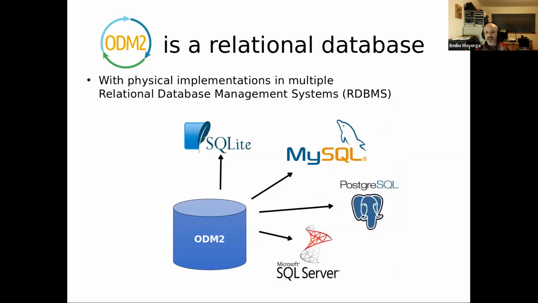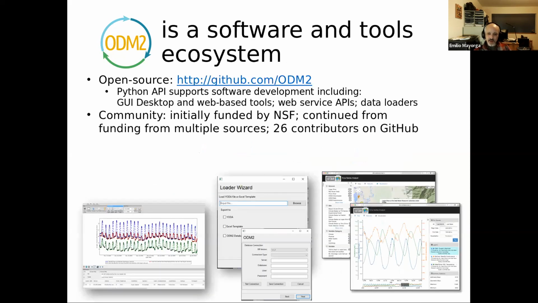It is, or can be, a relational database, and we developed the infrastructure to support multiple relational database management systems, though that's been a challenge. It is also a software and tools ecosystem. We also developed at the same time a series of tools, and most of this, if not all, was Python-based. So either low-level programming tools like APIs, or user-facing GUI, desktop, or web-based tools and web services. Now, the level of maturity of any one of these is highly variable, and I'll get to that later.